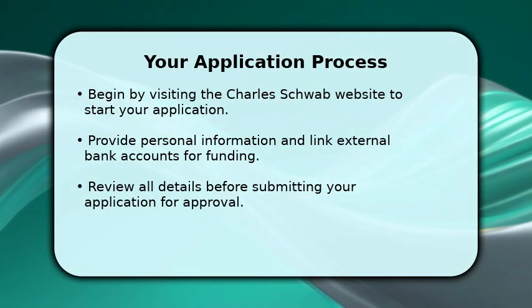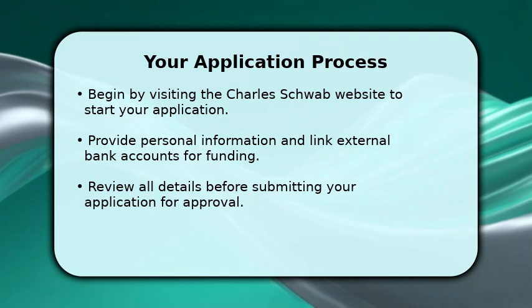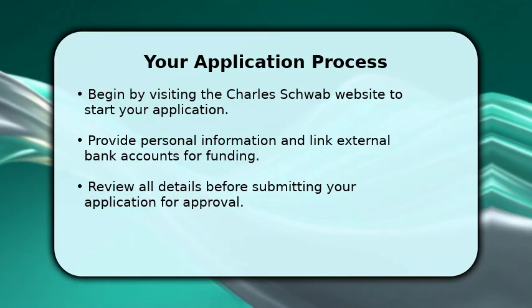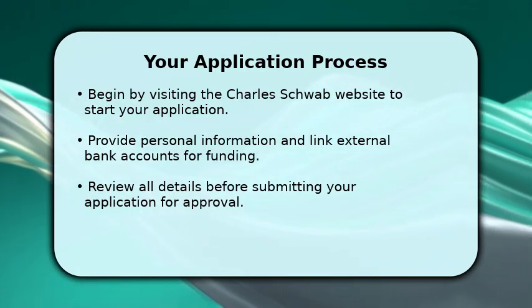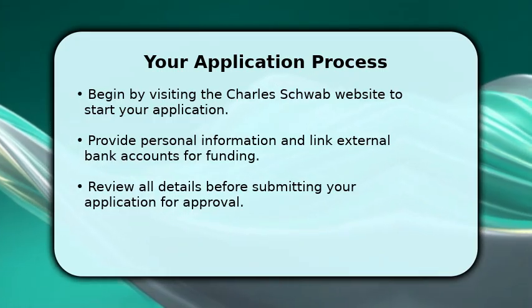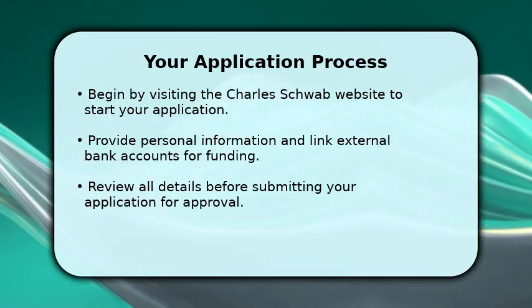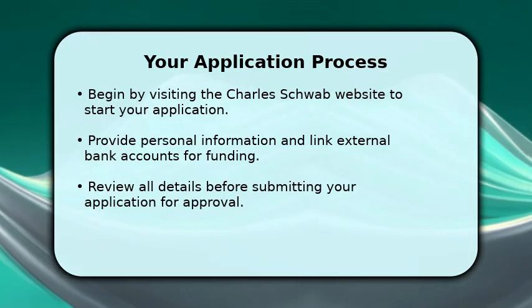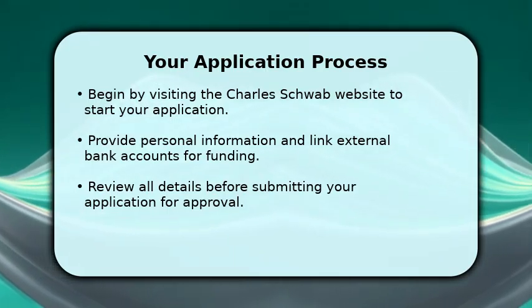The application process is straightforward and can be completed online in just a few minutes. You'll start by filling out a secure form with your personal and contact information. Then, you'll be prompted to link an external bank account to easily fund your new Schwab account. Remember to double-check all the details before submitting to ensure a smooth and quick approval process.